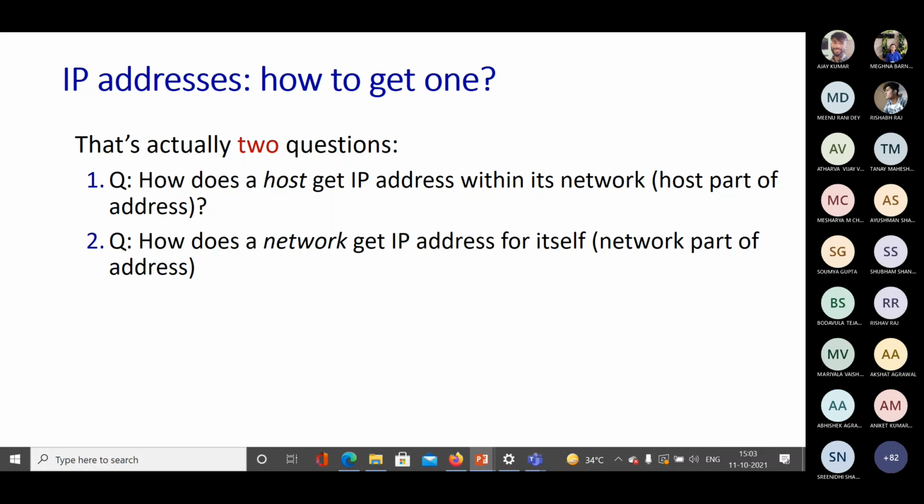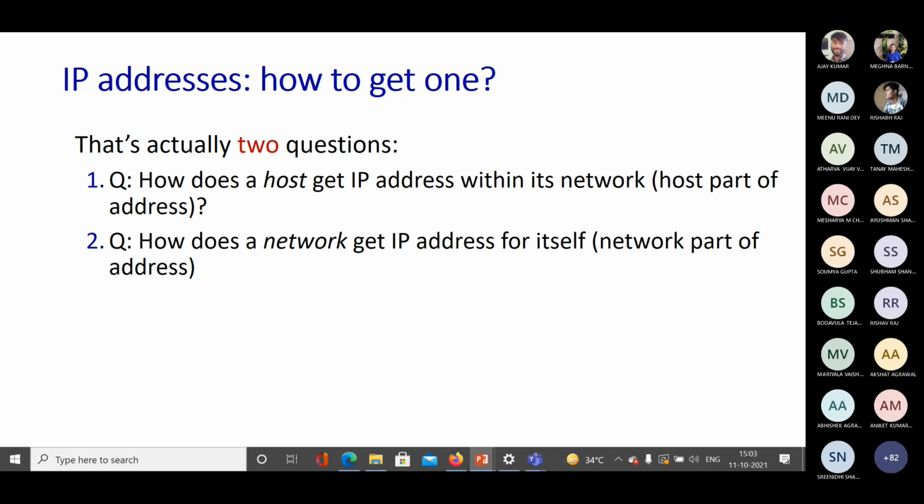So for the ISP, it has to have a set of addresses, right? Only then it can give the addresses to the n devices that are getting connected to it. So how does the network get its IP address, which is basically the subnet, and how does a host get the IP address? Okay, so these are the two questions that we are going to answer. But first we will try to understand how the host gets an IP address.